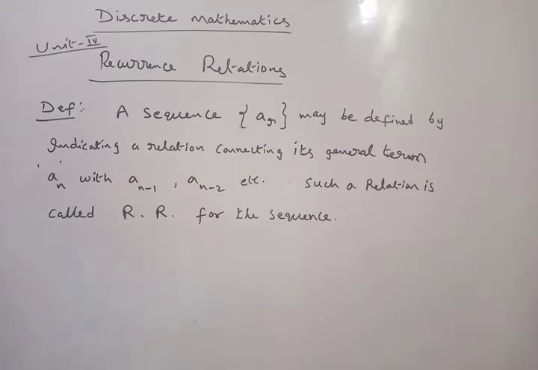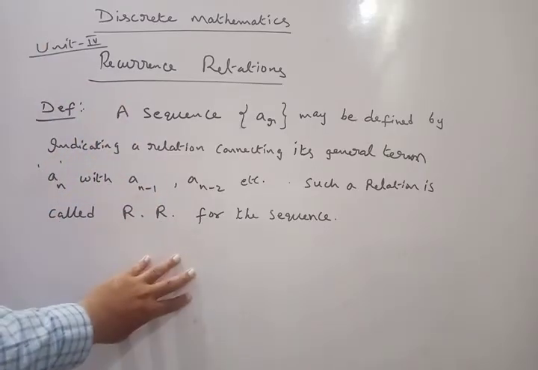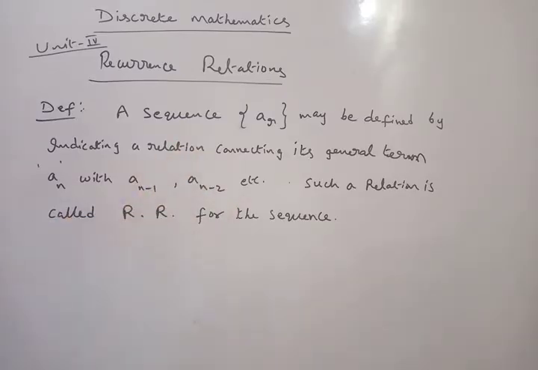Very important topic. So how many types of recurrence relations do we have? We have first order recurrence relation, then second order recurrence relation, then higher order recurrence relation. In that, homogeneous and non-homogeneous recurrence relations we also have. So what is the first order recurrence relation?